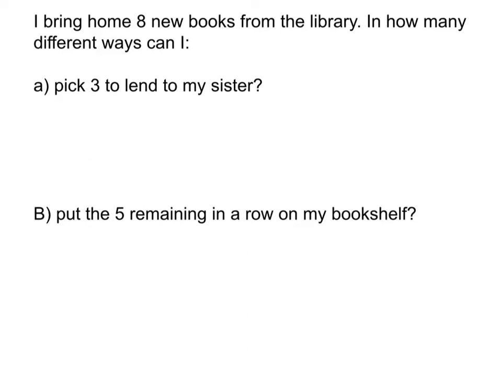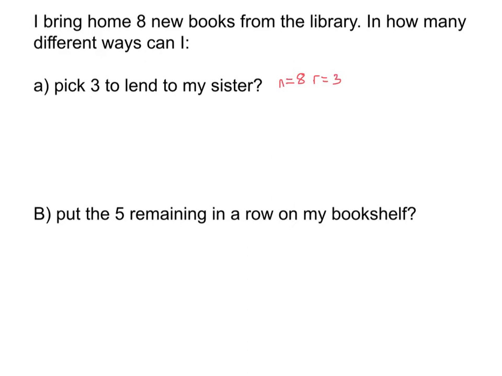So A wants to know in how many different ways can I pick 3 to lend to my sister. Obviously, before we do anything in this problem, we know that N is going to be 8 because we have the 8 books to choose from. And R, in this case, is going to be 3 because we're picking 3 of the 8 books. Great. So the question we need to ask ourselves is this a permutation or is this a combination?